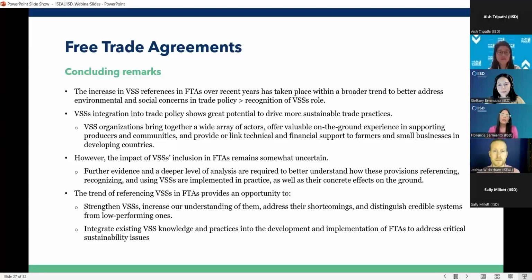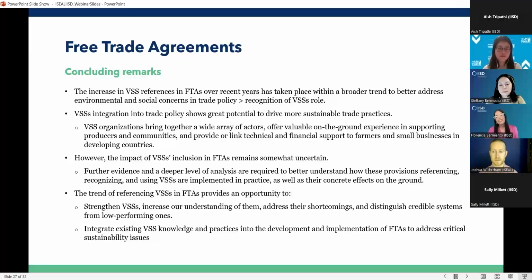The use of VSS in trade policy shows a great potential to drive sustainable practices for various reasons. For instance, VSS organizations bring together a wide array of actors such as civil society groups, private sectors, in some cases public actors, for more inclusion in trade. And they offer valuable on-the-ground experience in supporting producers and communities, and can also provide a link to technical and financial support to help producers and communities transition to more sustainable and inclusive practices.